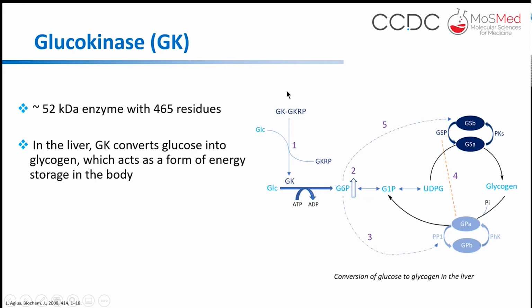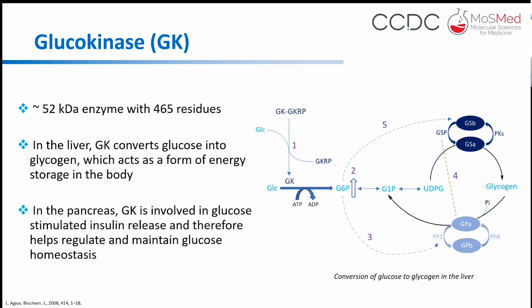And the way that it works is that at first glucokinase is bound to a regulatory protein. And as glucose comes in, the regulatory protein unbinds and glucose is changed into glucose 6-phosphate. Then it is transformed into glucose 1-phosphate and enters the cycle, and eventually it becomes glycogen in the liver. It also plays an important role in the pancreas, where it is involved in glucose-stimulated insulin release and therefore helps regulate and maintain glucose homeostasis.